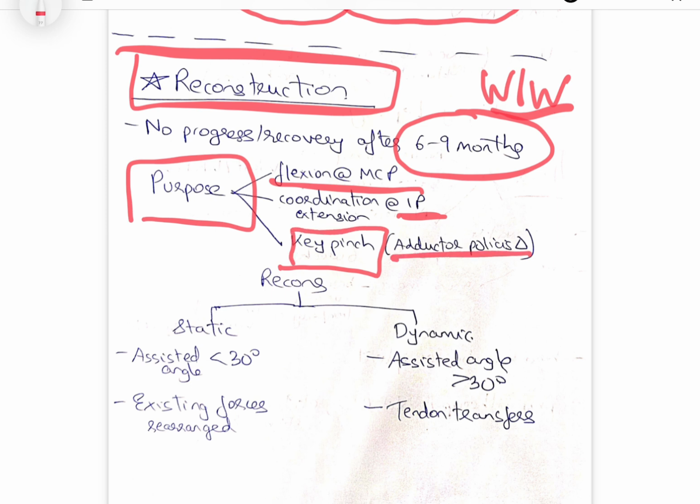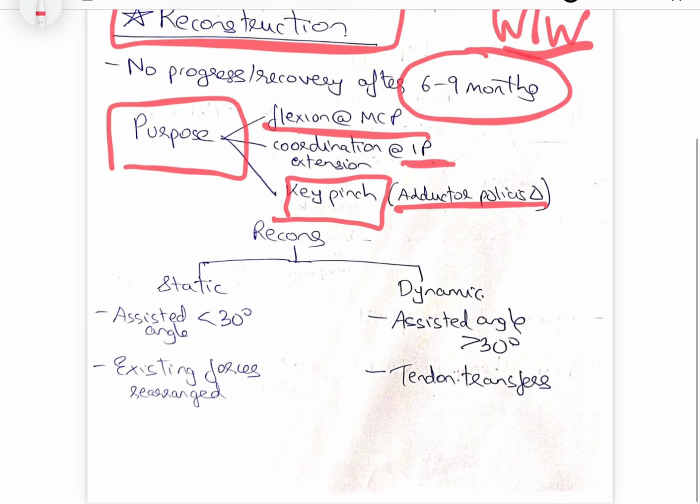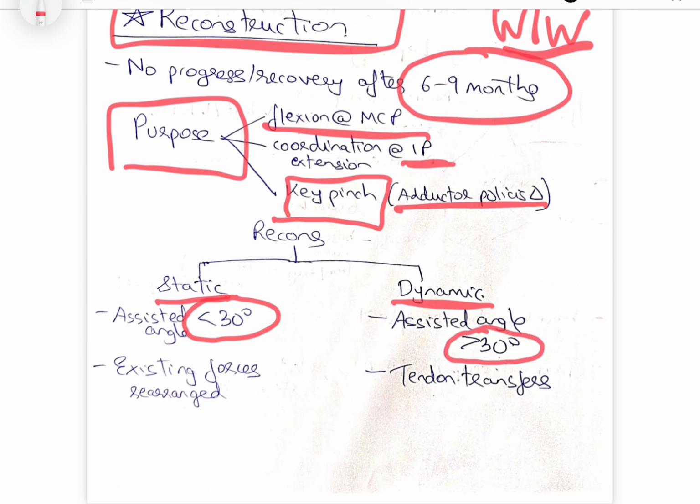Okay. So the reconstruction procedures are broadly divided into static procedures and dynamic procedures. So when do we go for static procedures? We already discussed, when the assisted angle is less than 30 degrees. When do we go for dynamic procedure? When the assisted angle is more than 30 degrees. What is the assisted angle?